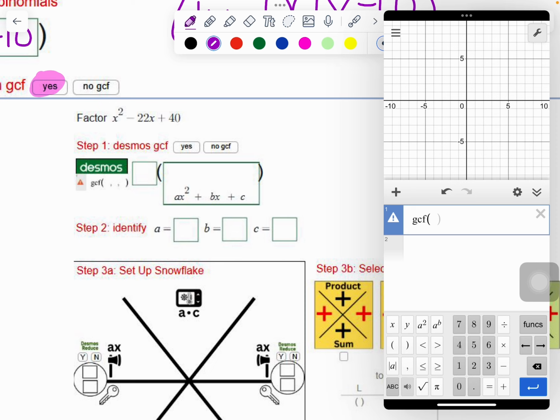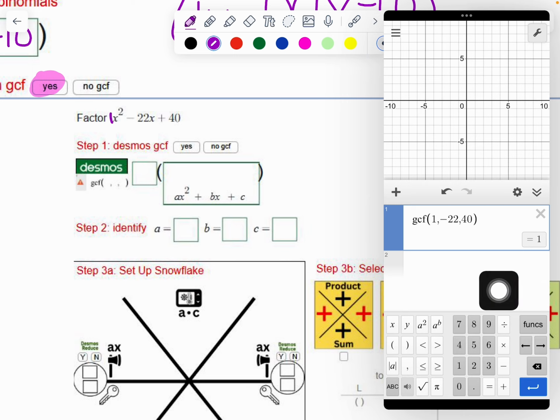So now there is a 1 right here. I did not write that one nicely. There's a 1 in front of the x squared. So we're going to put GCF of 1, comma, negative 22, comma, and 40. And because I get a 1 right here, we don't really have a GCF. We only want it if it's different than 1, bigger than 1. Or even less, but it's usually going to be bigger than 1.